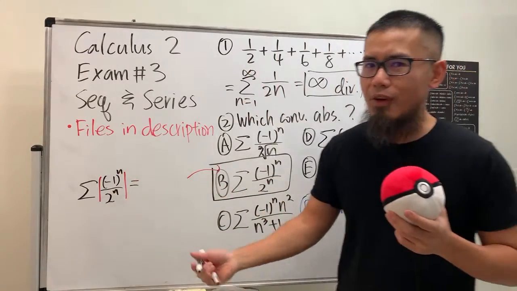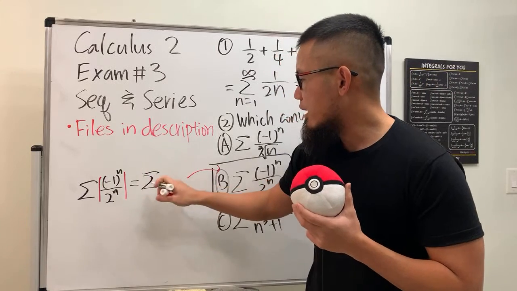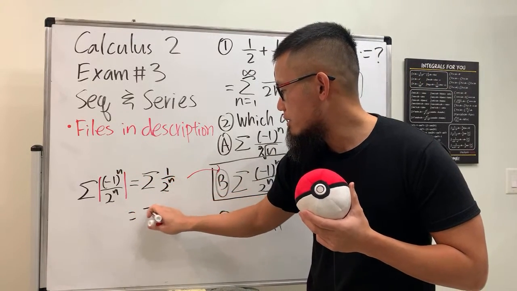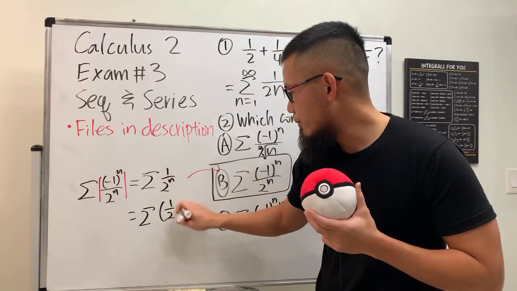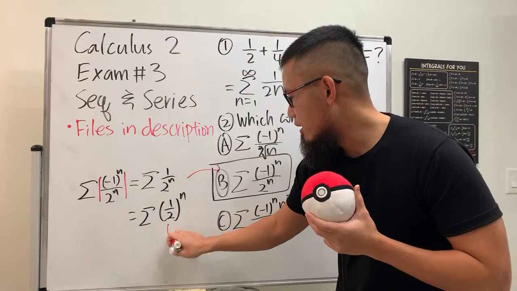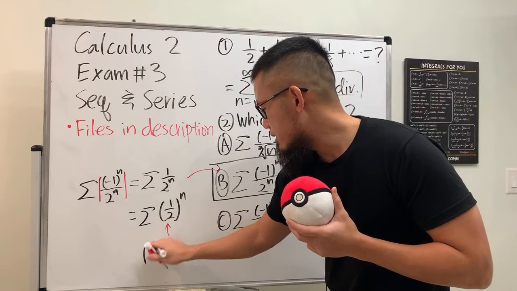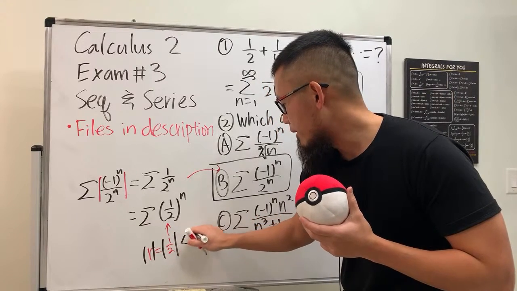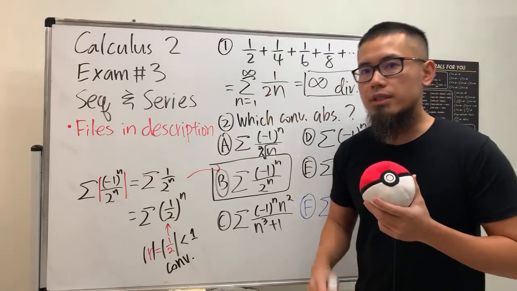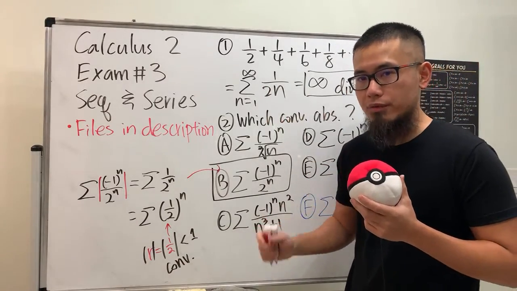The absolute value will just make everything positive, which is great, and we just get the series 1 over 2 to the n. You see this is just a geometric series because r is equal to 1/2, which is less than 1. Therefore, this converges. So it's the convergence after we have applied the absolute value. That's the absolute convergence.